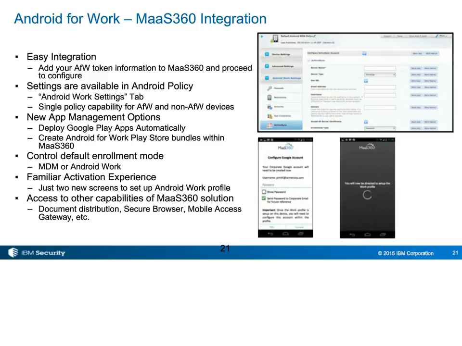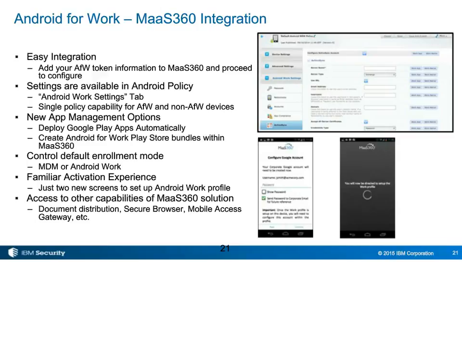We also offer single policy capability for Android for Work and non-Android for Work capable devices. This way you can configure one policy set and have that be able to apply to a device, whether it supports Android for Work at enrollment or not. We offer separate sections within the policy, one for the Android for Work sections and another section within it for the actual devices that don't support Android for Work.